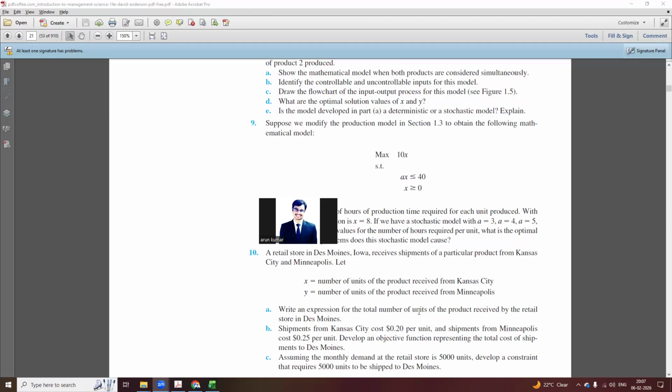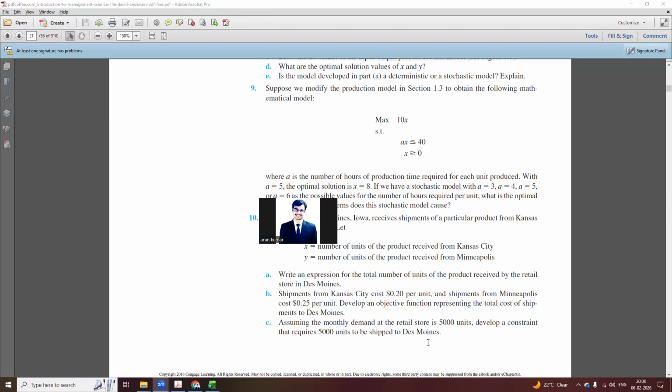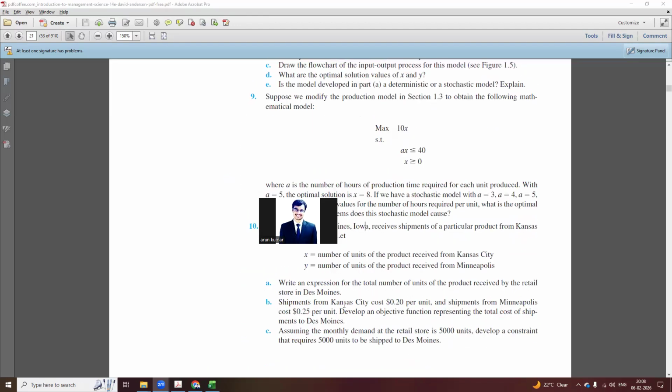A retail store in Des Moines receives shipments of a particular product from Kansas City and Minneapolis. So we have a variable X, which is the number of units of the product received from Kansas City, and a variable Y, which is the number of units of the product received from Minneapolis. This question is divided into 5 parts: A, B, C, D, and E respectively.